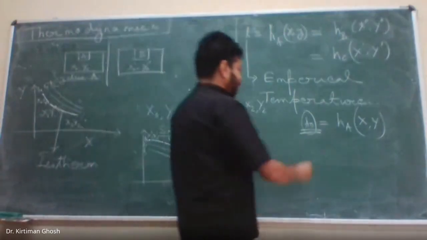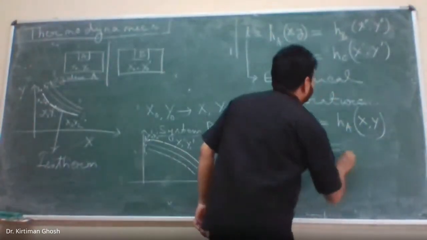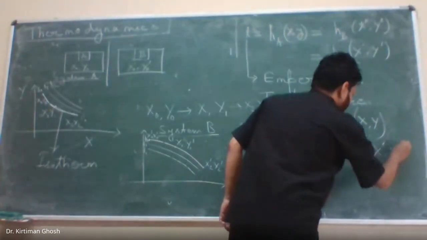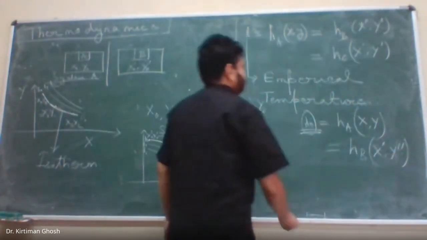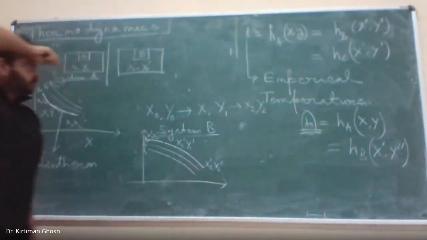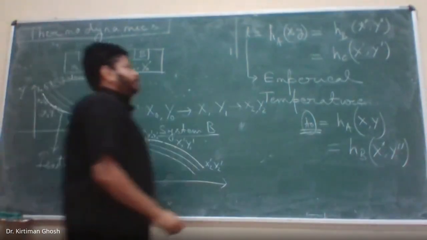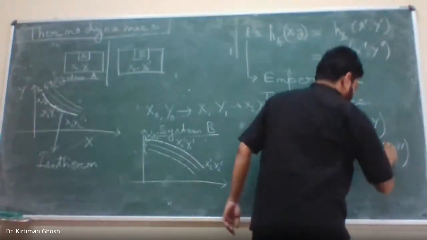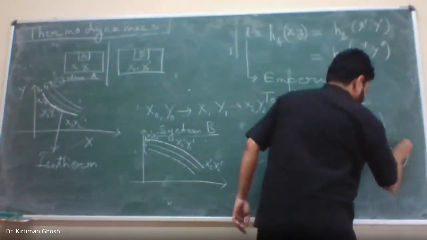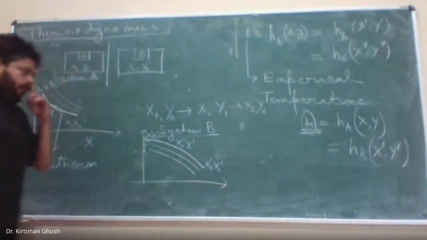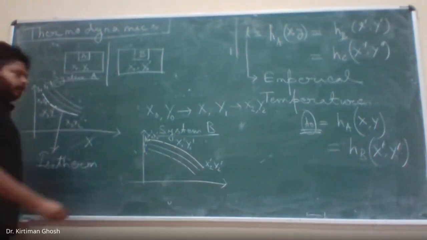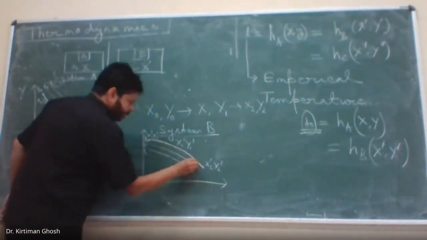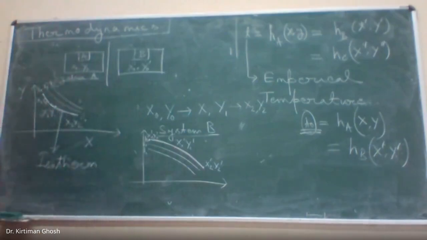Similarly, for system B, this should be equal to HB, a function of x double prime and y double prime. So, based on the convention, this should be prime. Let us take the convention. So now B is my prime, not double prime. So HB equal to a constant, that is the functional line, that is this line. That function corresponds to this line.